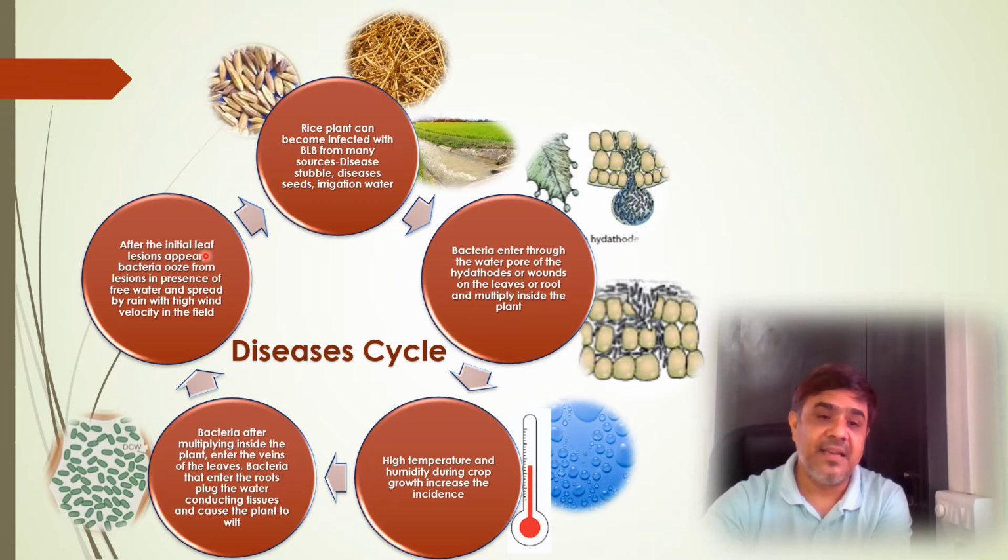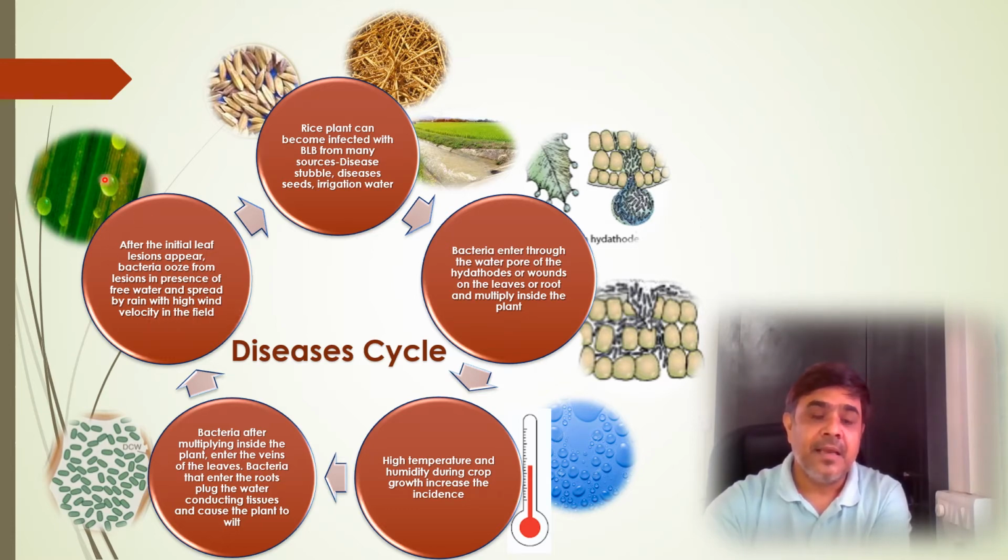After the initial leaf lesions appear, bacteria ooze from lesions in the presence of free water and spread by rain with high wind velocity in the field. That's why when there is infection in one corner of a field, in a short span of time, when there is a rain splash or windy days, rain with wind, it may spread bacteria throughout the field.